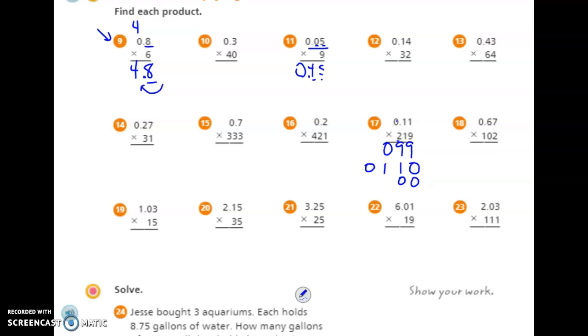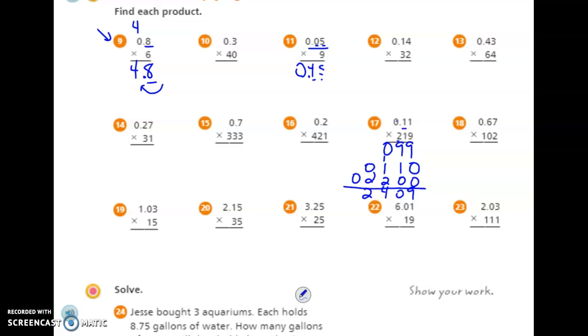So 200 times 1 is going to be 200. See how that looks like 200 now? Then the 200 times 10 is going to be 2,000. 2 times 0 is 0. Okay, add them up. And you get 2,409. But that's not my answer, because remember, I've got to put my decimal in there.